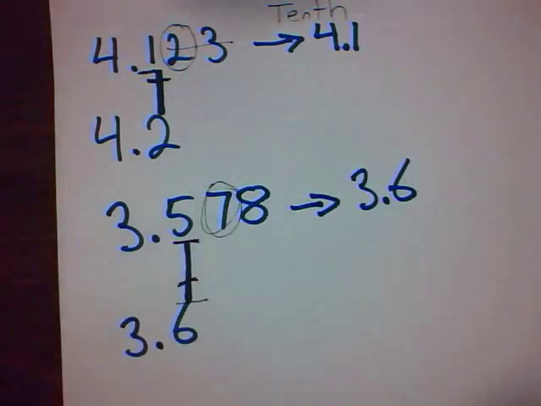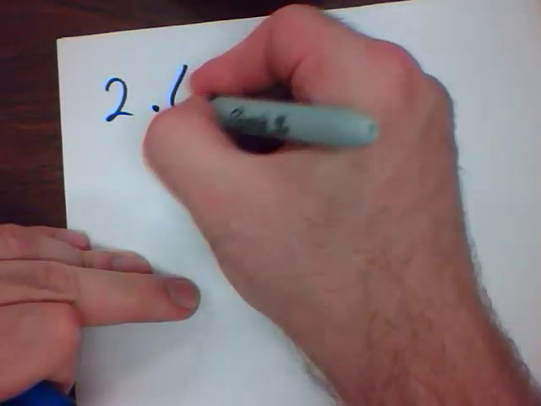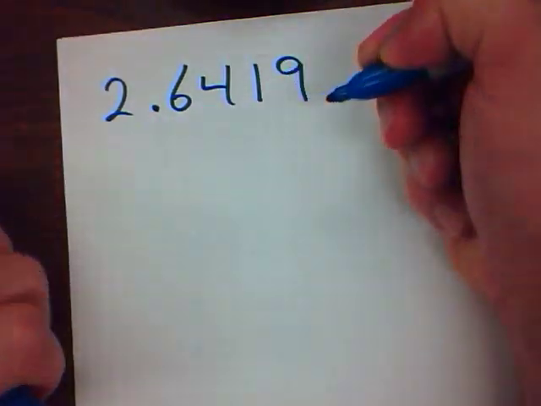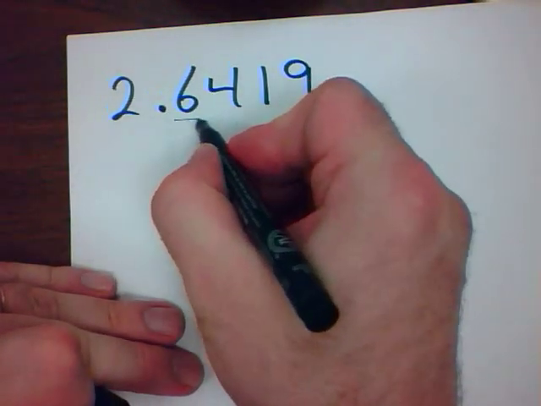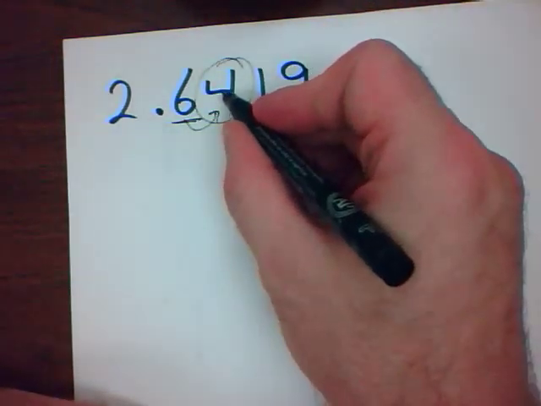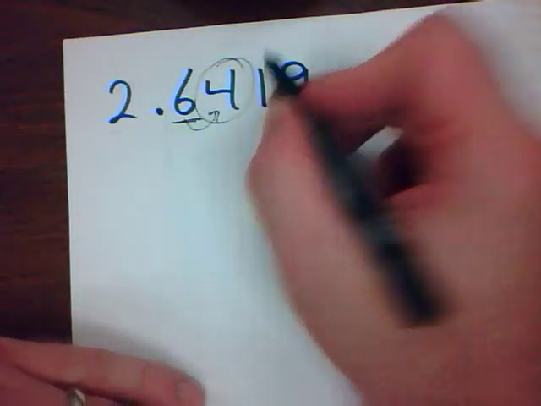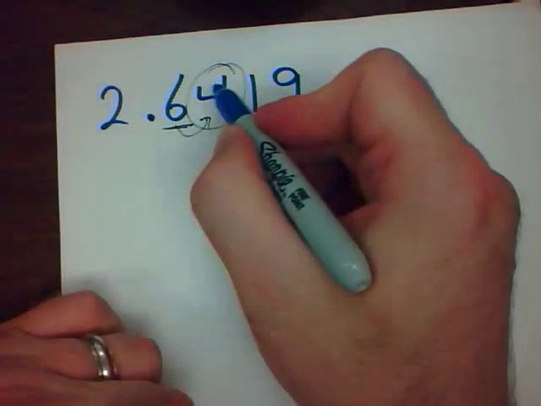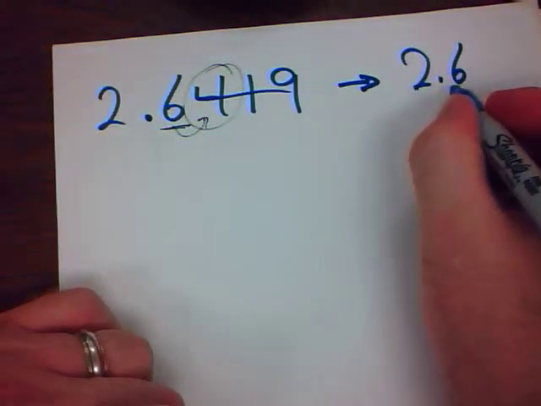Some more examples. Once again, rounding to the nearest tenth. I look to the right. Is this number 5 or higher? Because if it's 5 or higher, it's closest to the next number. Is it 5 or higher? No, it isn't. Therefore, this is closest, when rounded, to 2.6. It's closer to 2.6.